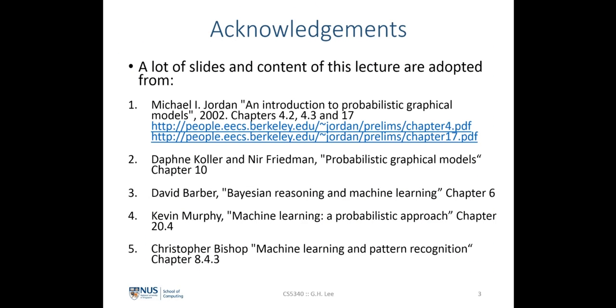A lot of the content on factor graph as well as maximal probability were taken from chapter 4.2 and 4.3 of the unpublished textbook written by Michael Jordan. I also took a lot of the content of the junction tree algorithm from chapter 17 of the same textbook, which can be accessed via the two links over here. I also took a lot of the content on the cluster graph and junction tree algorithm from chapter 10 of the textbook written by Daphne Koller.